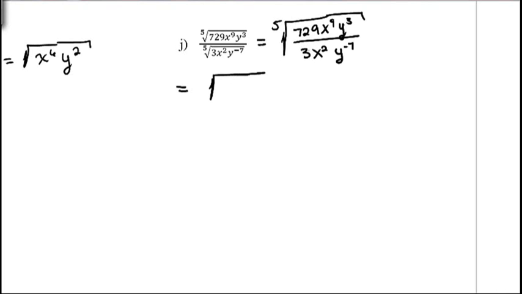And 729 divided by 3 is 243. And x to the 9th divided by x squared is x to the 7th. And y to the 3rd divided by y to the negative 7th is going to be y to the 10th. Remember, you have to subtract your exponents, and 3 minus a negative 7 is the same as 3 plus 7, or 10.